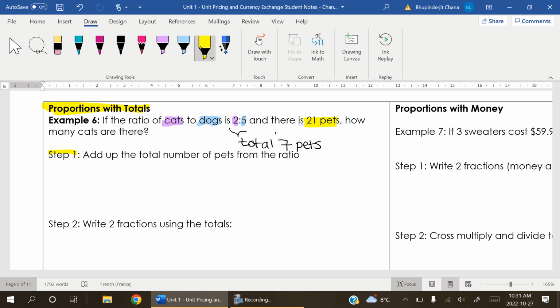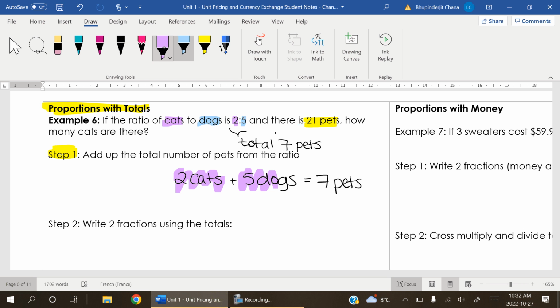Step 1 is to add up the total number of pets in the ratio. So we've done that. So 2 cats plus 5 dogs equals 7 pets total. And those numbers are coming from here. There are 2 cats to 5 dogs, which gives us 7 total.